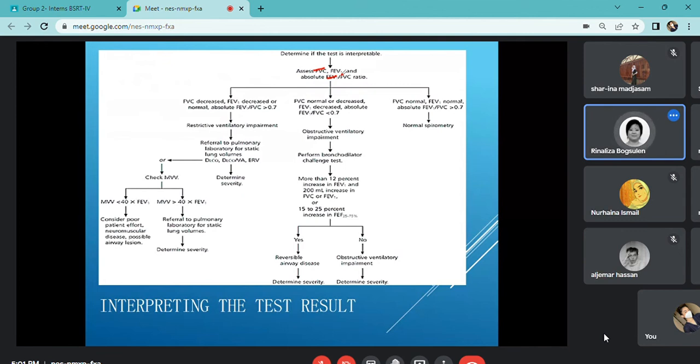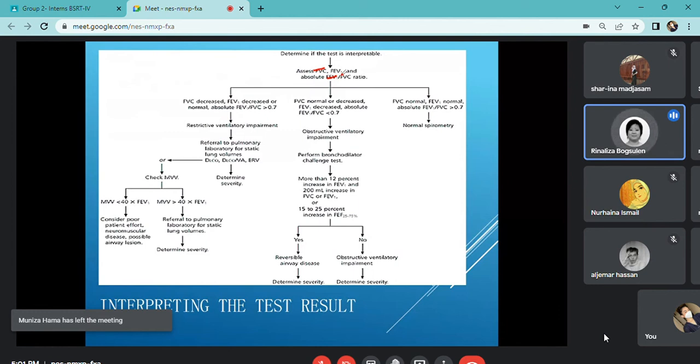FVC is normal. FEV1 is decreased. FEV1 over FVC is less than 80%. Automatically, that is obstructive. Okay? Tuloy natin. Restrictive ventilatory impairment ang tinitingnan mo kasi mababa yung FVC mo.